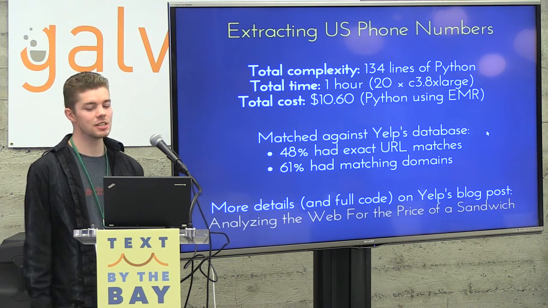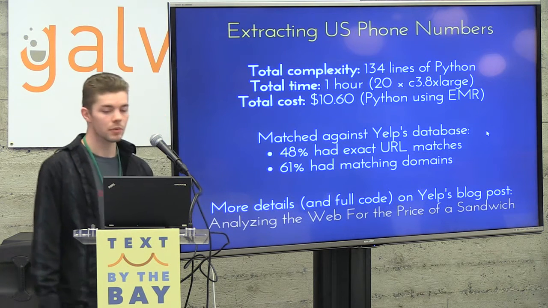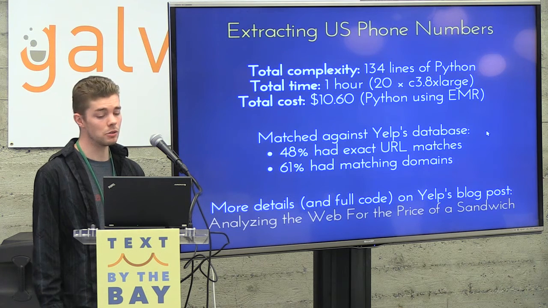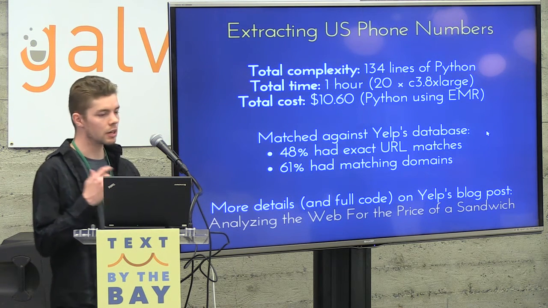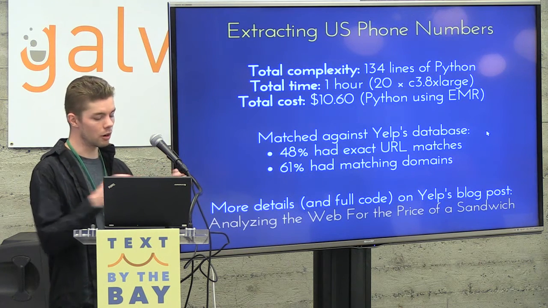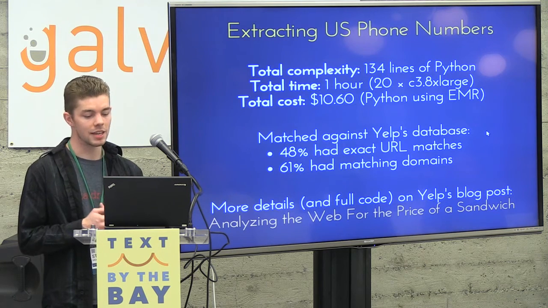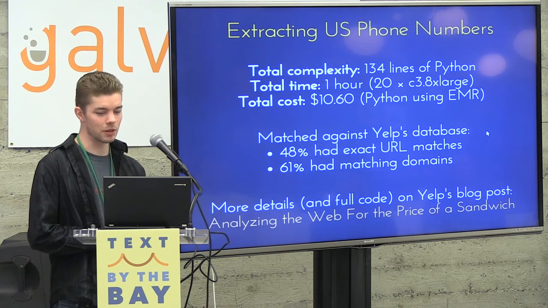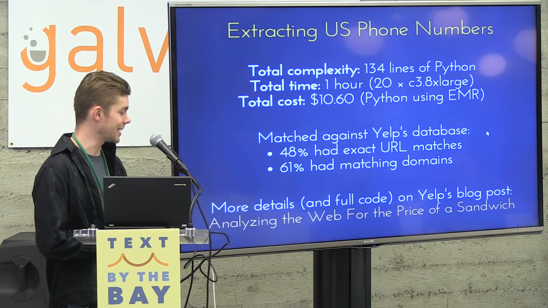So they matched this against Yelp's internal database, and they found that 48% of the returns that they had were exact URL matches for what they had on file, and 61% had matching domains. So you can imagine people either doing specific URLs to, say, a subpage on their website or whatever else. They didn't go into full detail on this, but it's really quite promising when you can spend 134 lines of Python and an hour to find out something like this.